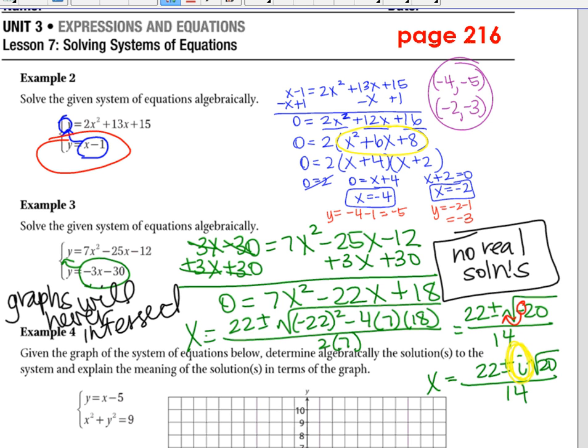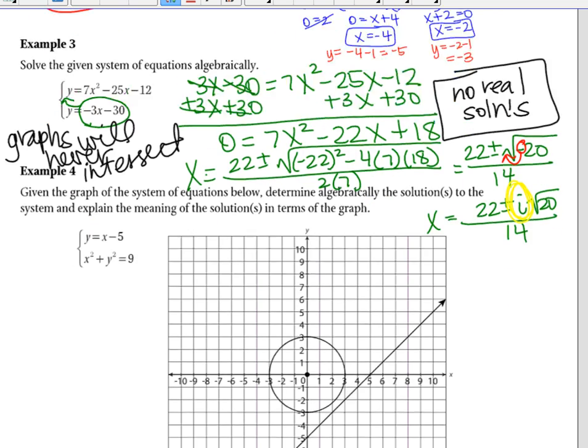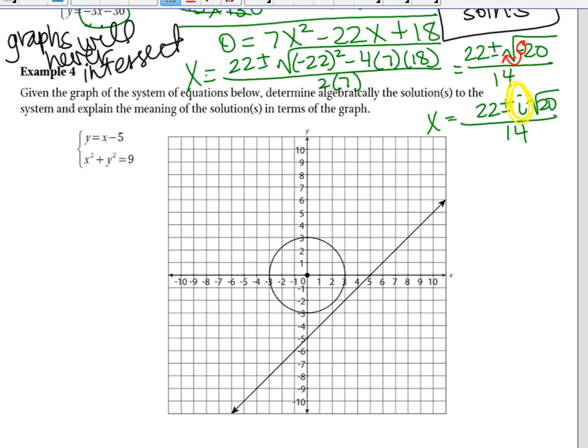Now, we're going to talk about that a little more with example number 4, because with example number 4, they give you this graph, and it says, given the graph of the system of equations below, determine algebraically the solutions to the system and explain the meaning of the solution in terms of the graph. So they gave you both things. They're giving you this system, and they're giving you the graph. So based on the last problem, we should be able to look at this graph and say, okay, these never intersect. The circle and the line never intersect, so we have no real solution. Now we're going to do the algebra behind it and prove why it's no real solution.